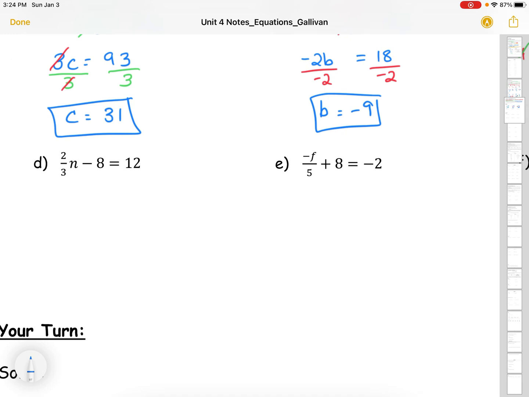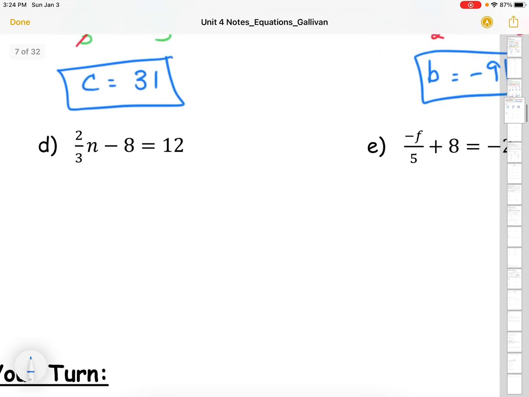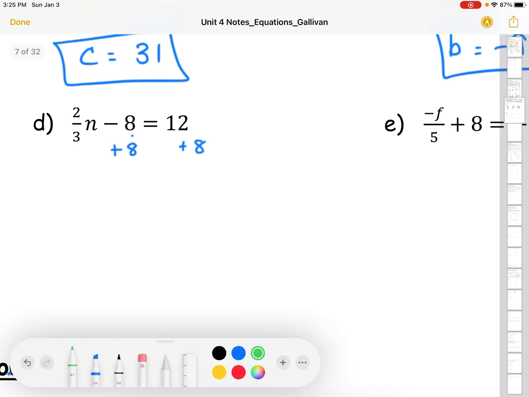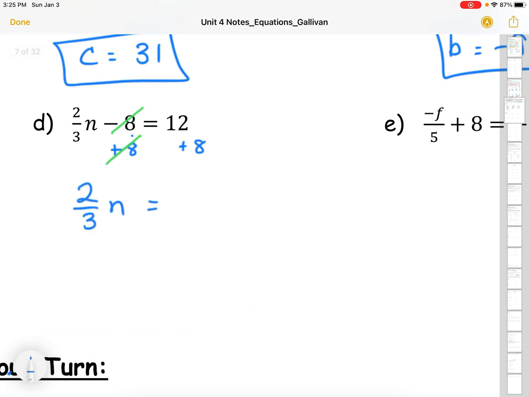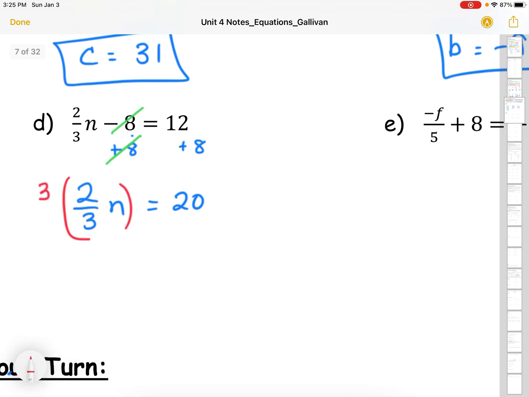And that's the best way to do it with these equations, is just go step by step, and it should help you out there. So here, first step is we're going to get rid of that constant. So it's a negative 8, so I'm going to add 8 to both sides. Right, when I do that, negative 8 plus 8 is 0. So I'm left with 2/3 n is equal to 12 plus 8 is 20. And then what I want to do is I'm going to multiply by the reciprocal. So that would be times 2 over 3.